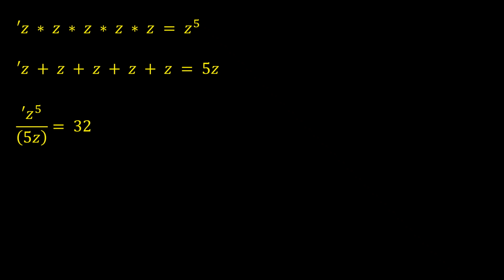First, simplify the numerator. Z times Z times Z times Z times Z times Z is equal to Z to the power of 5. Next, simplify the denominator. Z plus Z plus Z plus Z plus Z plus Z is equal to 5Z. Now we can rewrite the original equation: Z to the power of 5 divided by 5Z equals 32.